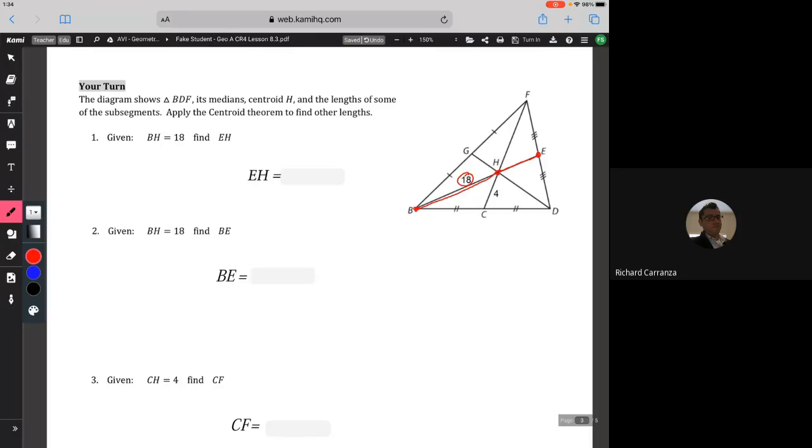Remember, guys, it's just half of it. So what's half of 18? 9. Just by using the theorem, that's 9.